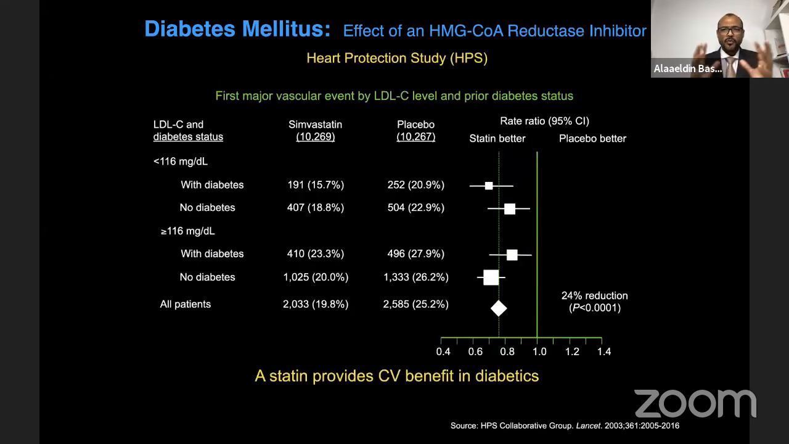Now, what about the lipid profile and LDL control? This is the Heart Protection Study, which used statins to control the LDL levels. And if you look at patients, whether they're diabetic or not diabetic, they had significantly reduced cardiovascular events using the statins. There is almost 24% reduction in cardiovascular events.